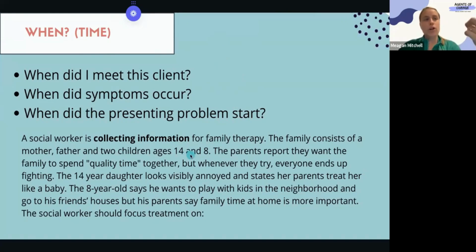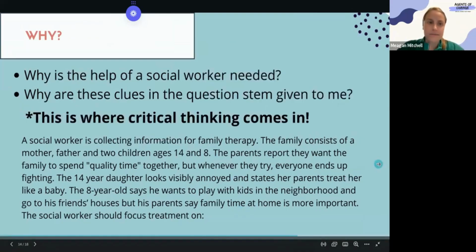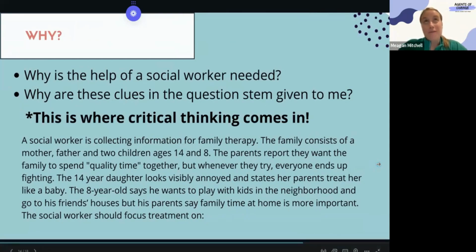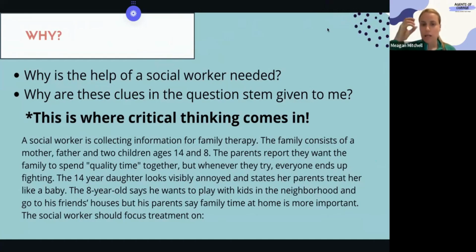Okay, so we have our who, our what, our where, our when. The last W is our hardest one, and that is our why. Why is the why the hardest? Critical thinking. We have to take all of the information that we have and put it all together. So why is the help of a social worker needed? And why are these clues presented? Is it a distractor? Is it important? You're really critically thinking here.